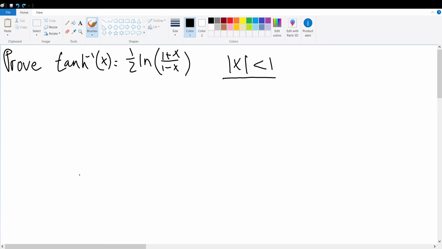Today we're going to be proving the arc hyperbolic tangent of x is equal to half times the natural log of (1 plus x) divided by (1 minus x), with x's range being between 1 and negative 1, represented by the absolute value of x being less than 1.